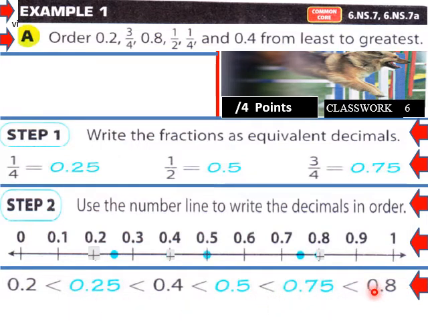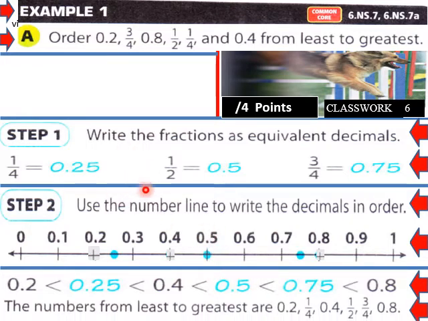You could use these as little stopping points or division points in your ordering up here: 0.2, 0.4, and 0.8. There's no 0.6 in here. That would go right in here, but those would be little reference points. The numbers from least to greatest are 0.2, 1/4, 0.4, 1/2, 3/4, and 0.8. So that's what you should have had, and you can write this in here. Teachers, you can help out up here.